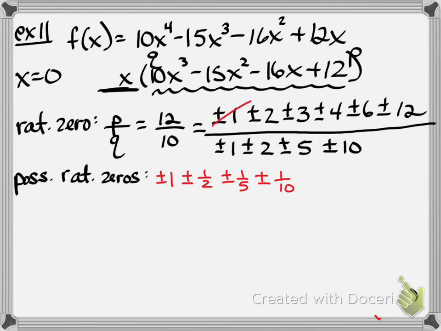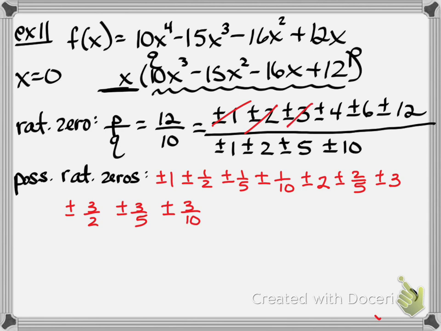So now let's go with the 2. You get 2 over 1, 2 over 2, which is 1, 2 over 5, and 2 over 10, which is 1/5, and we already have it. Done with 2. Now let's go with 3. 3 over 1, 3 over 2, 3 over 5, 3 over 10. Done with 3. Let's do 4.